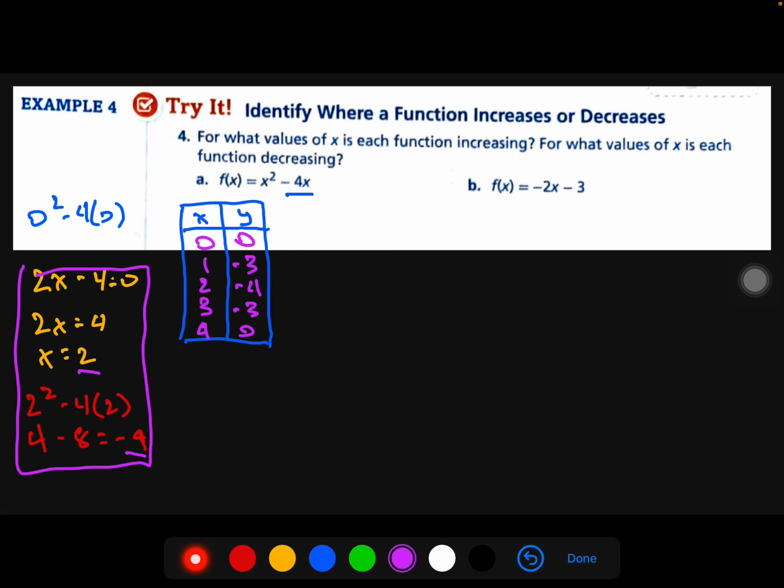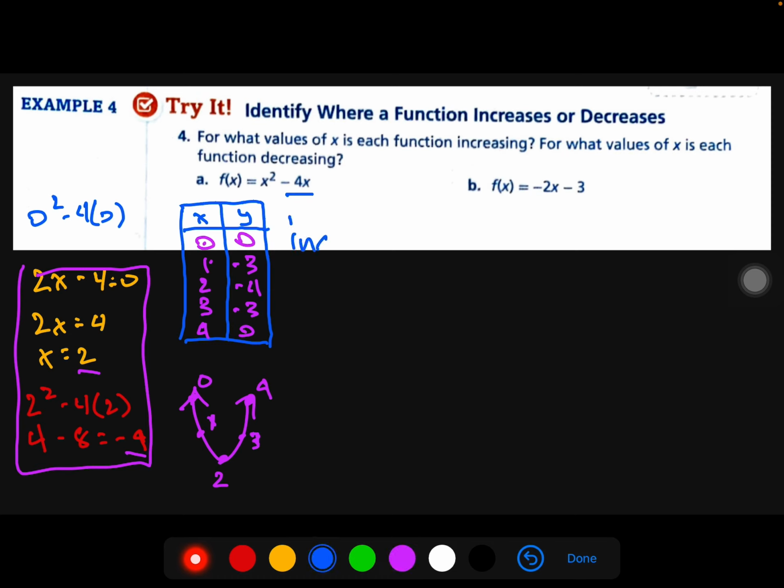And so we've got an upward-facing parabola like that. We'll call this x equals 0, this x equals 1, and here x equals 2, and then x equals 3, and x equals 4 there. So we are decreasing until we get to x equals 2, and then increasing after that.